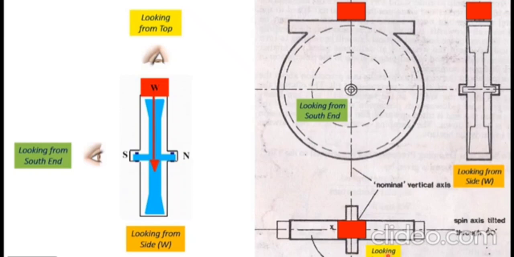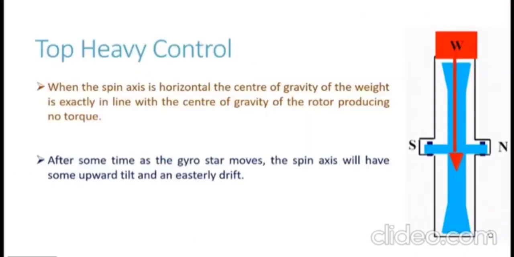When the spin axis is horizontal, the center of gravity of the attached weight is exactly in line with the center of gravity of the rotor, thus producing no torque at all. However, we know that our spin axis follows the gyrostar, and as time passes, the gyrostar is going to move, and as the gyrostar moves, the spin axis is going to follow it, and soon it will have some upward tilt and an easterly drift.